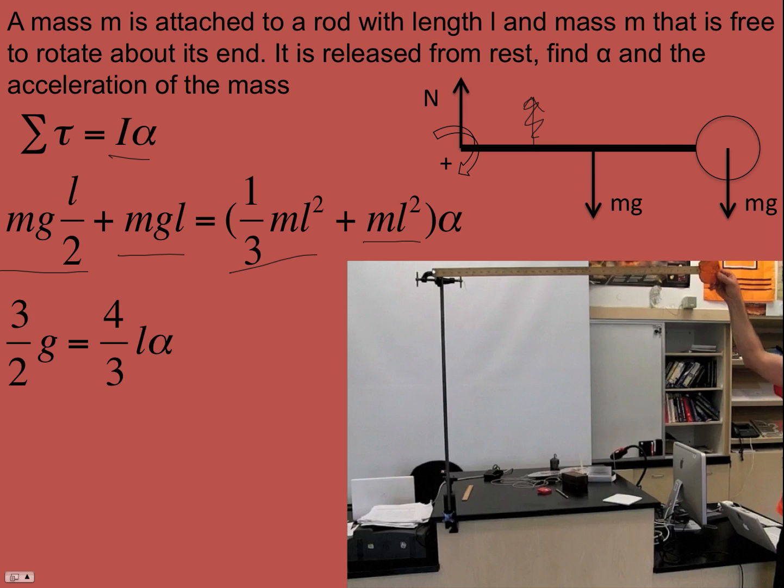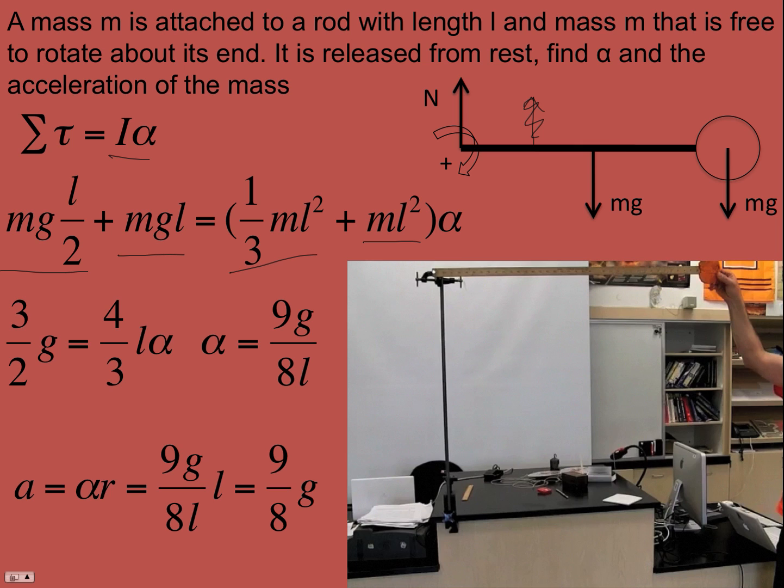It looks like a mess, but things simplify, and you get alpha is 9/8 g over L, and A comes out to 9/8 g. So those are some examples using Newton's laws for rotation. They get a little trickier when we look at systems with multiple objects, and that's what we'll look at in class. Take a look at the Atwood machine video that's on my website.